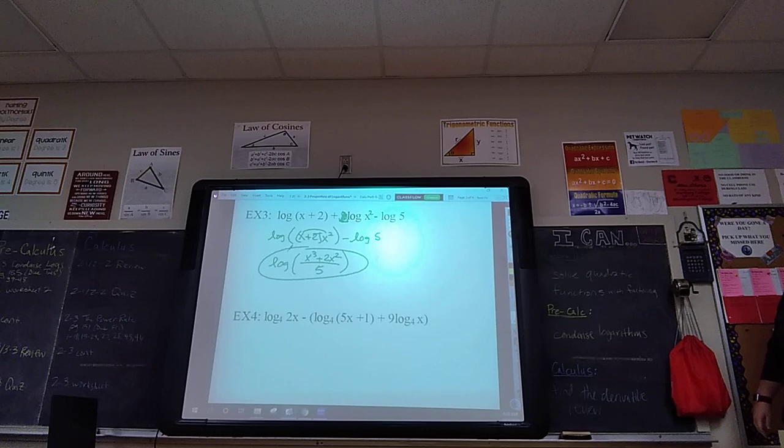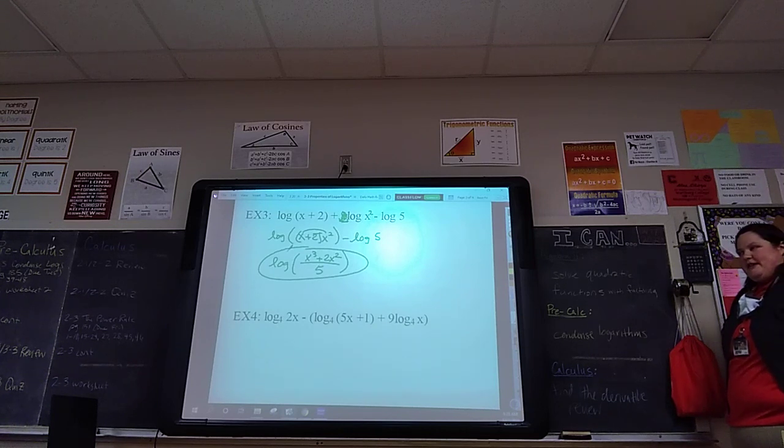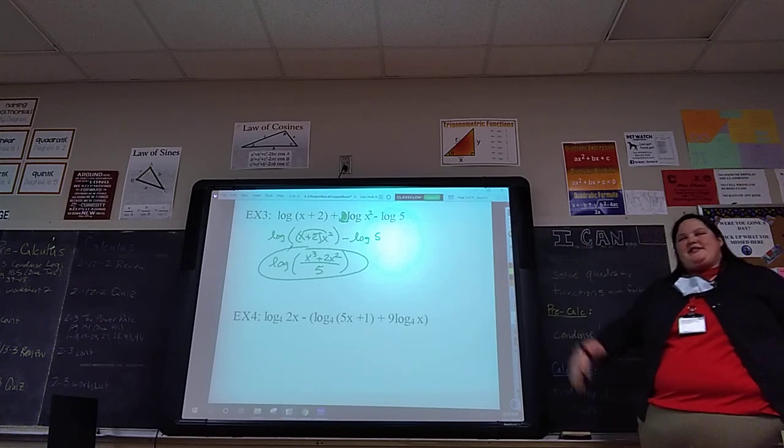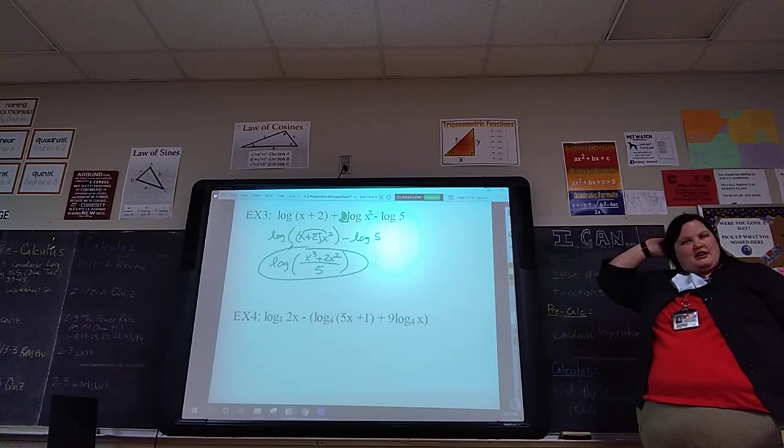Question on the second. What's different about the last one? Logs and parentheses. There's some parentheses in there. Okay. Suppose that makes a difference? Yes, it does. Okay. Typically what do parentheses tell you to do? Solve all of that before.